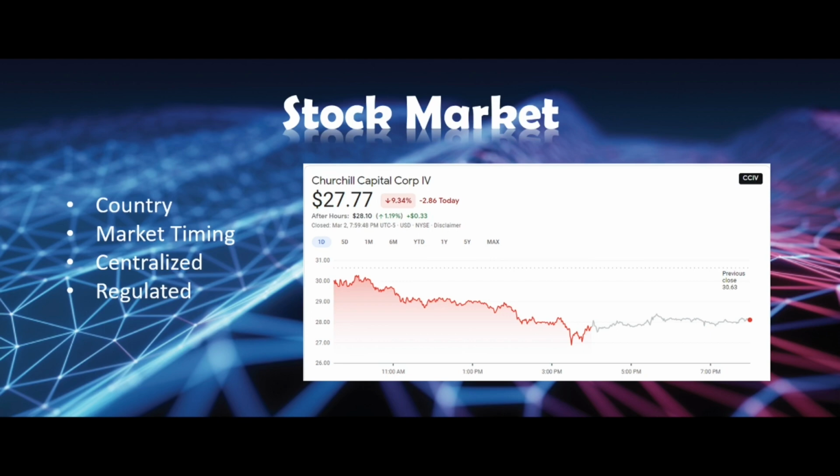Also, any company that wants to list stocks in that country needs to go through some government body or organization. That organization and that government controls what you can do and what you cannot do, what taxes, what reporting, regulation, and all of those things have to go through that. So that's how the stock market works for each specific country. It has some timing, it is centralized, and it is a very regulated industry.